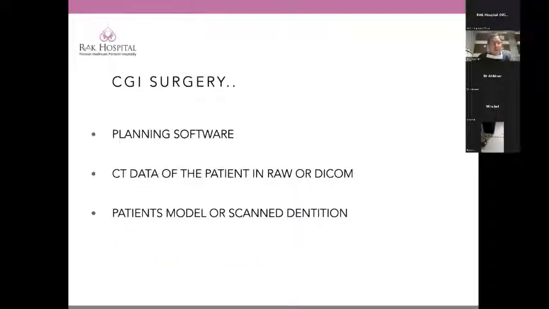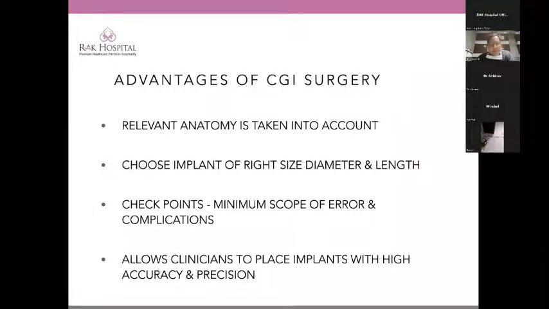So how is computer-guided surgery done? We have a planning software. Dr. Abhinav already showed you. We have the CT data. So once we see a patient, we do an intraoral scan. We have the CT data. Then we use a software to merge everything together. And then a 3D printed guide is made. And all the structures, relevant anatomy is taken into consideration. So we exactly know what is the right diameter and length that we're going to use. And there are so many checkpoints incorporated in the software that the scope of error becomes very less, and then we have very few complications.